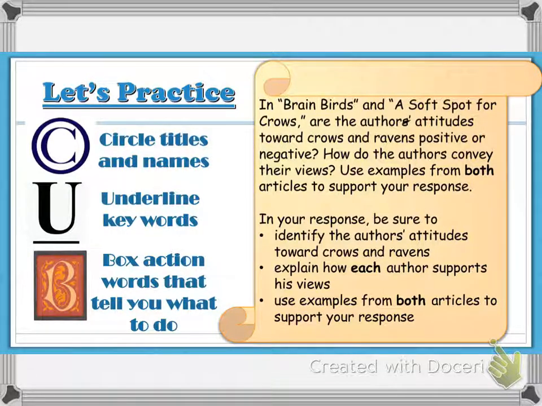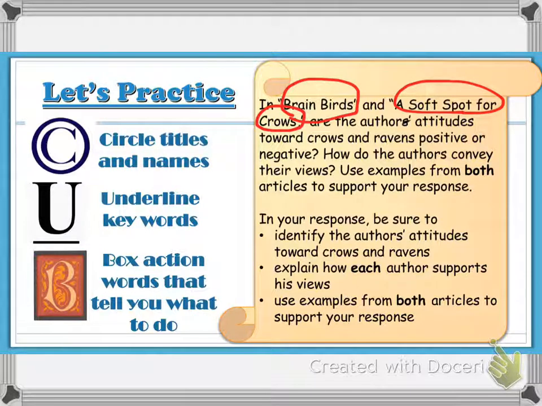First, I'm going to circle titles and names. In Brain Birds and A Soft Spot for Crows, are the author's attitudes toward crows and ravens positive or negative? How do the authors convey their views? Use examples from both articles to support your response. In your response, be sure to identify the author's attitudes toward crows and ravens, explain how each author supports his views, use examples from both articles to support your response.